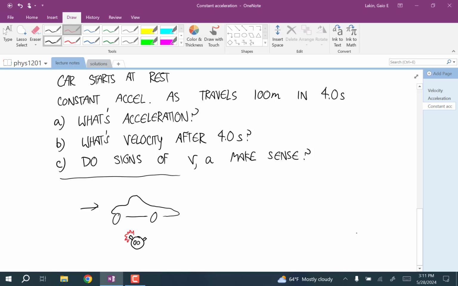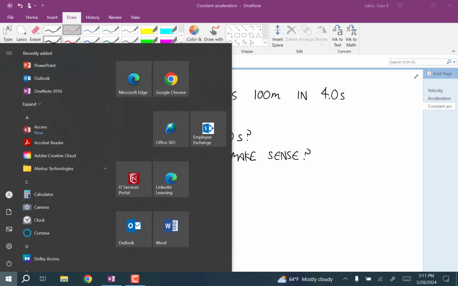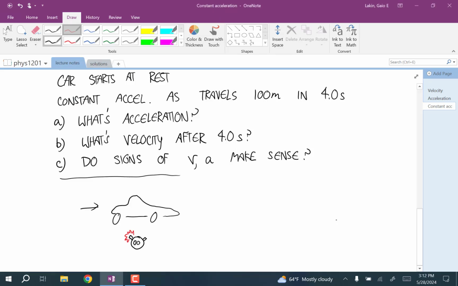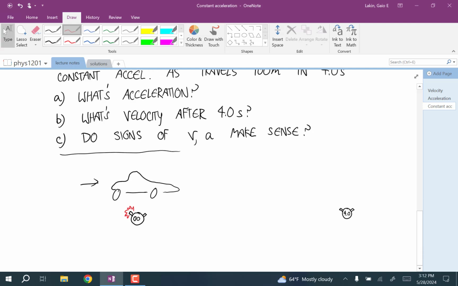And then we want to figure out some stuff about what happens as it goes this way. So over here, we know that this is going to say 4 seconds. And we want to know what's happening with the car at that instant.